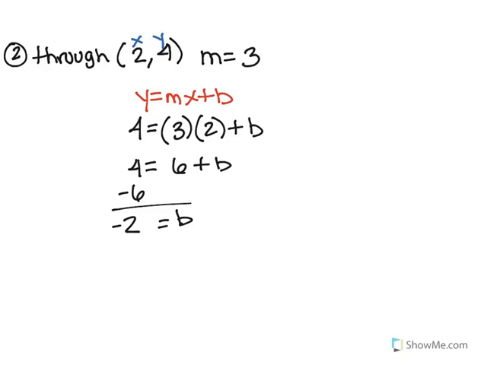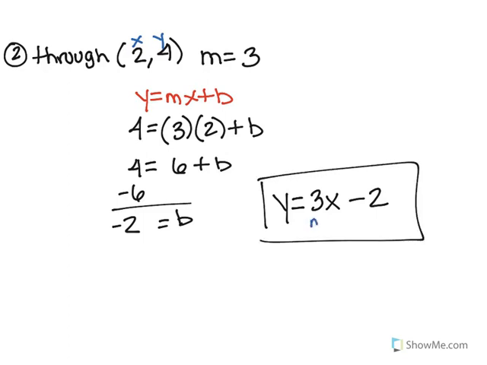But you're not done. I always have students that stop here. You have to actually write the equation, though. So the equation would be y equals, what's your m? 3. Stick an x on it, minus 2. Do you see that? You must go back and plug in the m and the b. Does everyone see what we're doing?